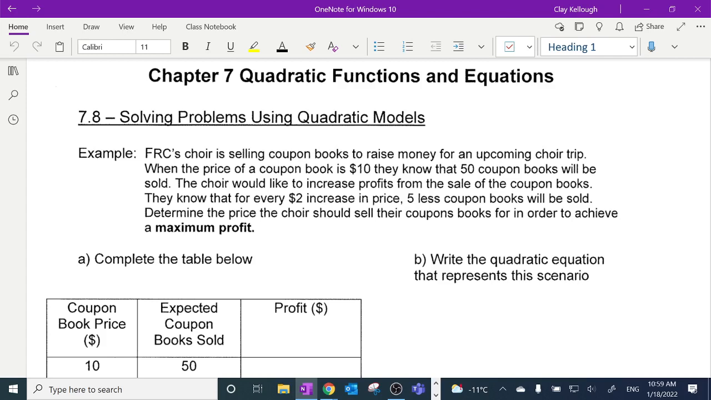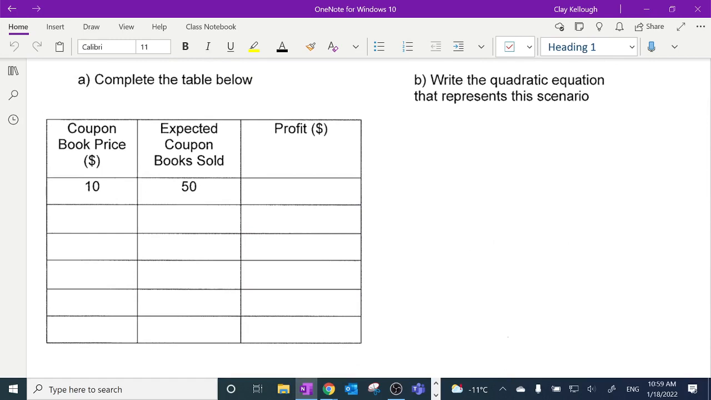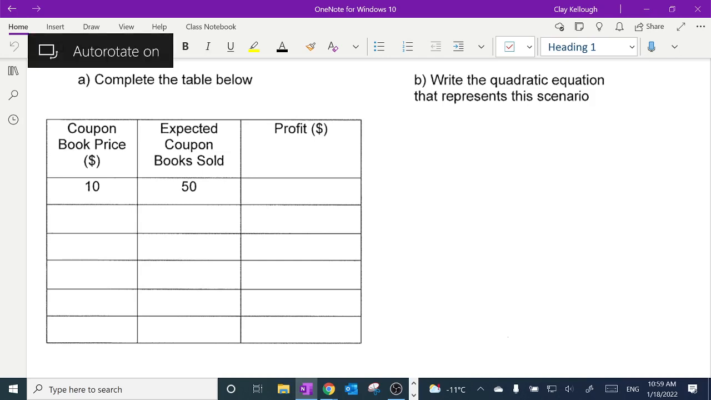So somebody noticed, yeah, we've kind of seen a problem just like this before. Determine the price the choir should sell their coupon books for in order to achieve a maximum profit. Okay, so we're going to look at this as a table, first of all. And let's see what the table does when we start putting money into it. Okay, so if we want to keep increasing the book price by $2, every time we do that, we know we won't sell as many.